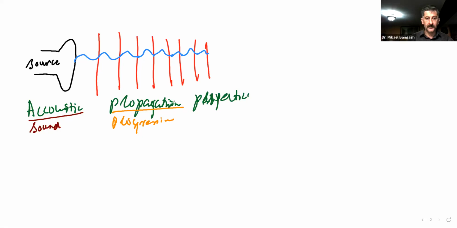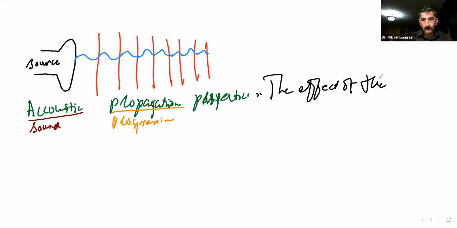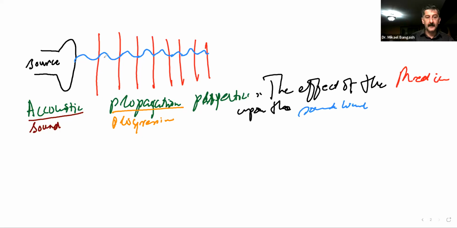Now, what acoustic propagation properties are is the effect of the medium upon the sound wave. So what is going to happen is that as the sound travels and crosses through different mediums, the medium is going to affect some of the parameters of the sound wave. And so any effect that the medium has on the sound wave as it travels through the tissues, in this case, is going to be referred to as an acoustic propagation property.